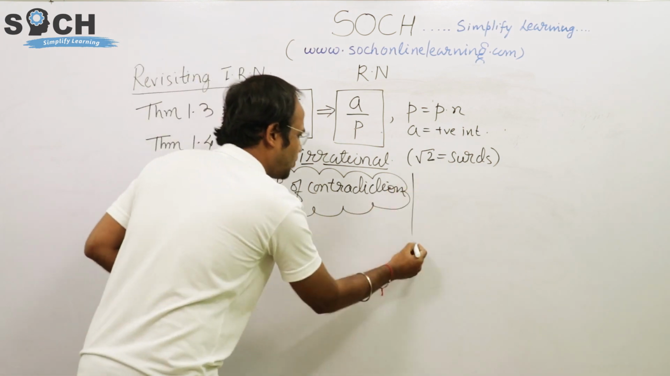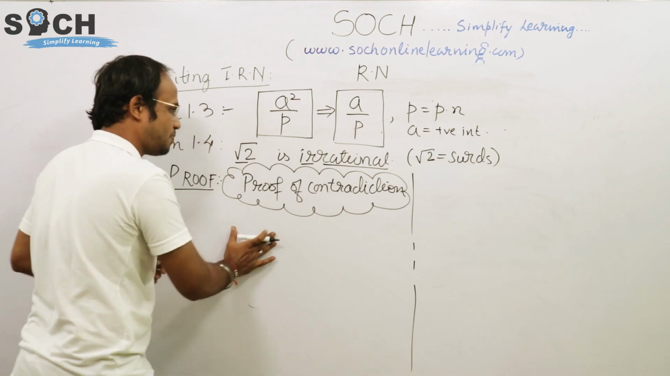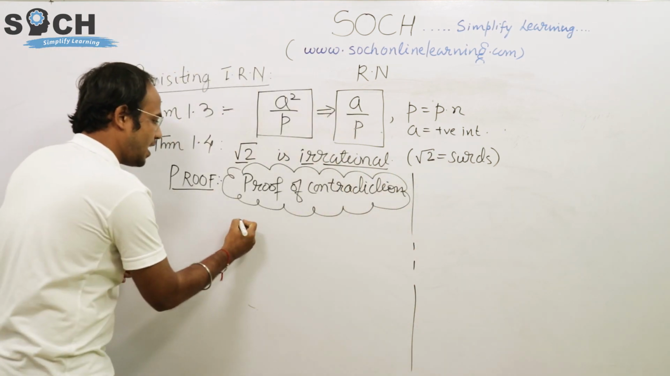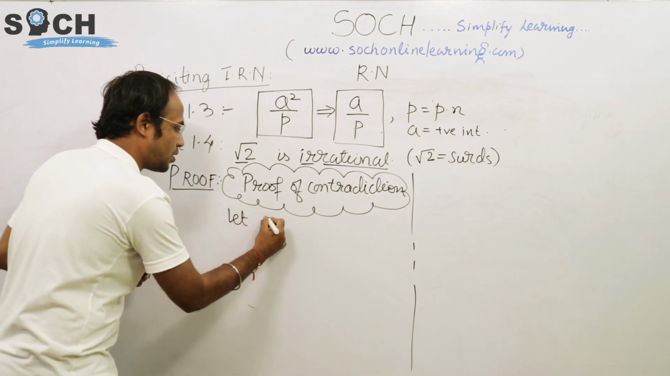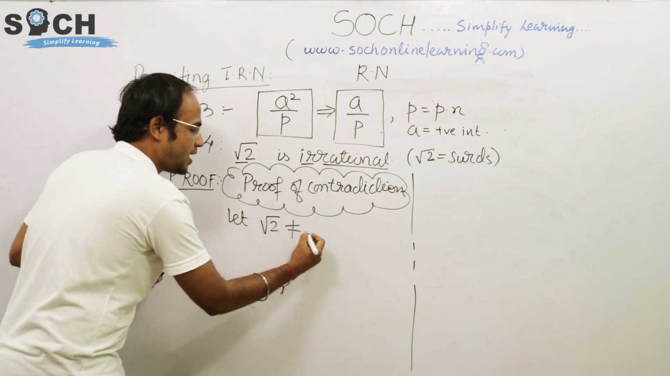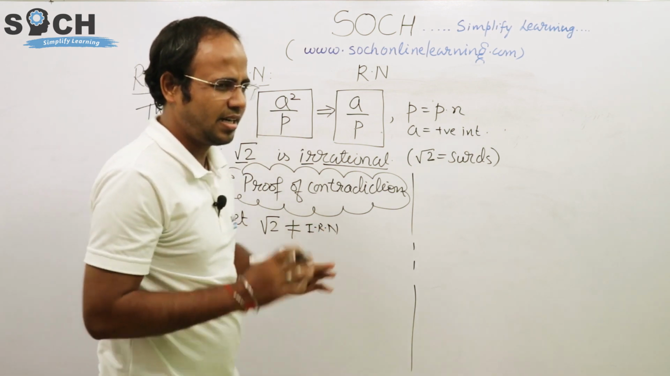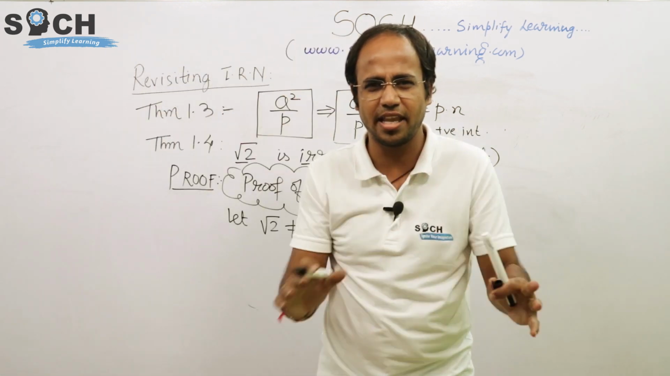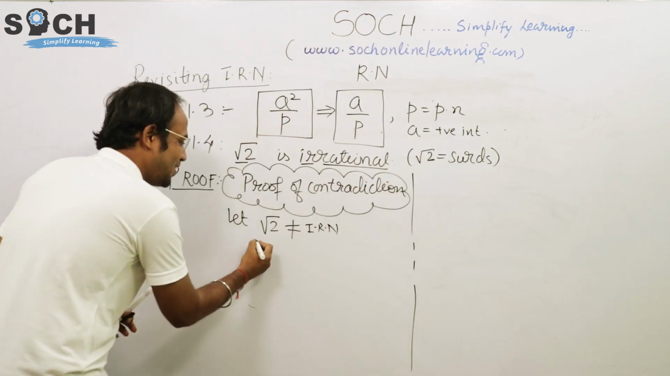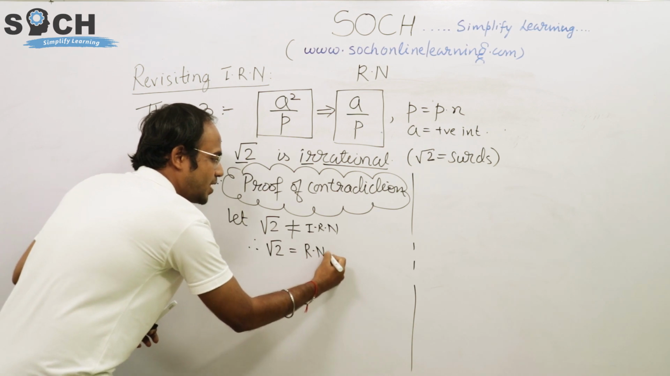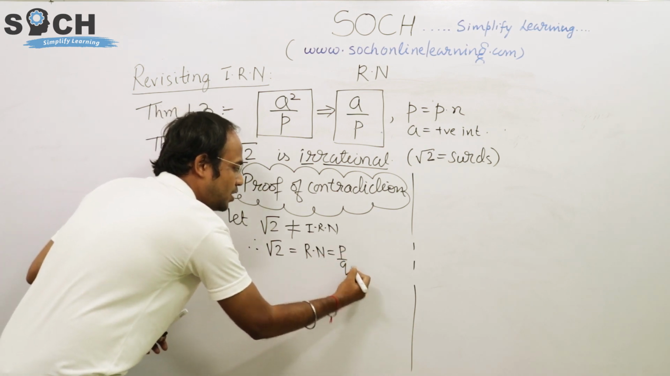What is this proof of contradiction? I give you this proof in 2 pages. This is my first page and this is my second page. The first page says that I assume, let me assume that root 2 is not irrational. Deliberately I said it is not irrational, but obviously, if it is not irrational, it has to be rational. And any rational number in this world is of the form p by q.